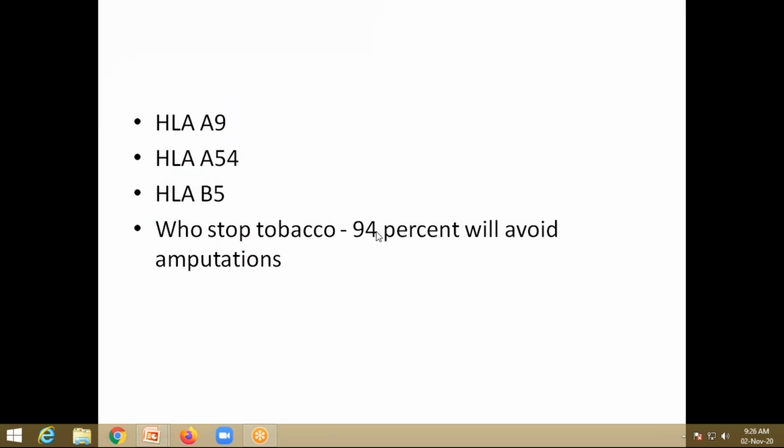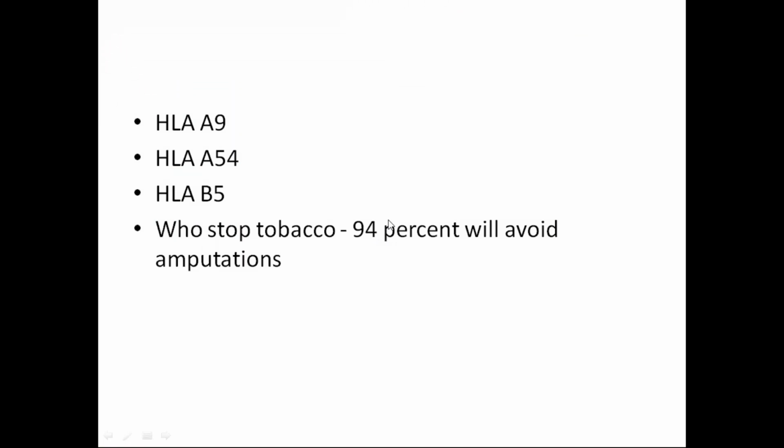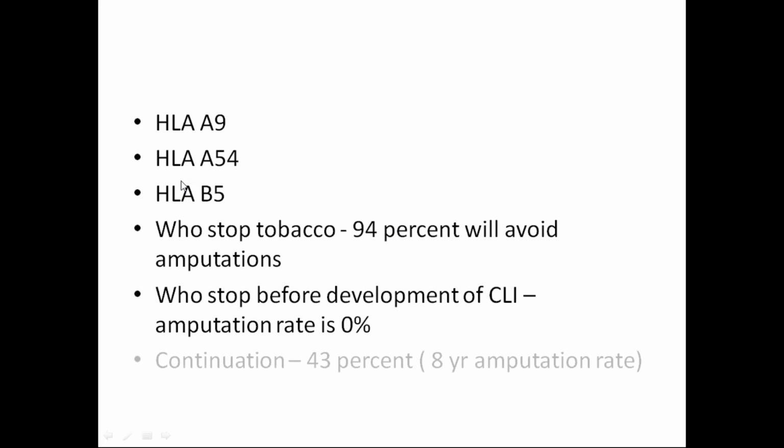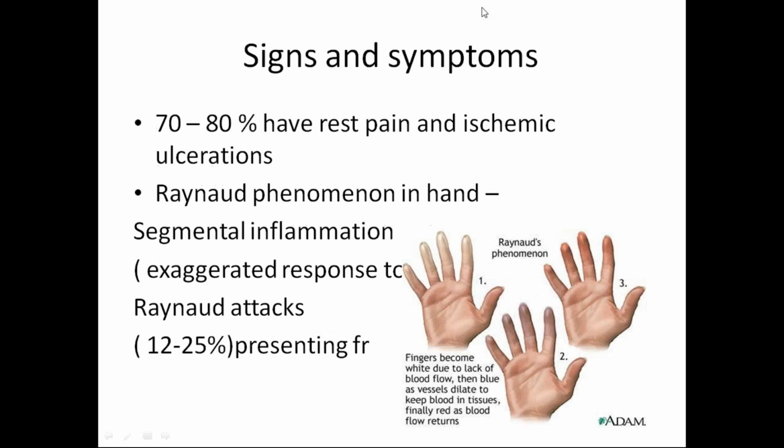If you stop tobacco, the majority of people will avoid amputation. Whatever damage has been done will not be reversed, but it will not progress. For those who stopped before development of critical limb ischemia, the amputation rate is 0. But if you continue, within 8 years you will have an amputation rate of nearly 50%. Remember this. So then, what are the signs and symptoms?